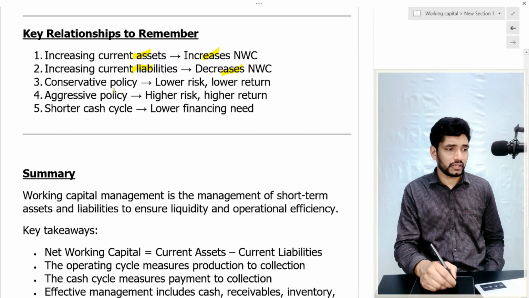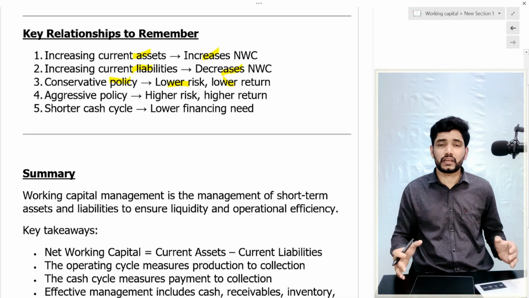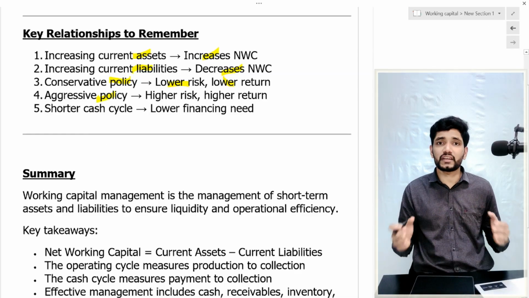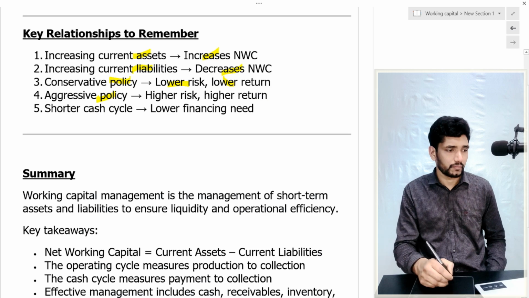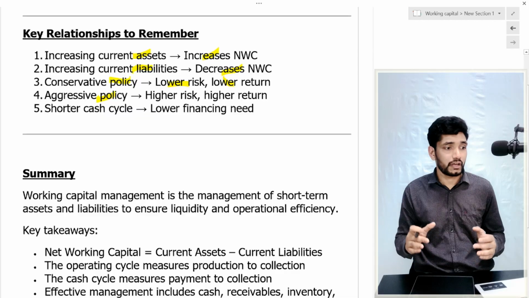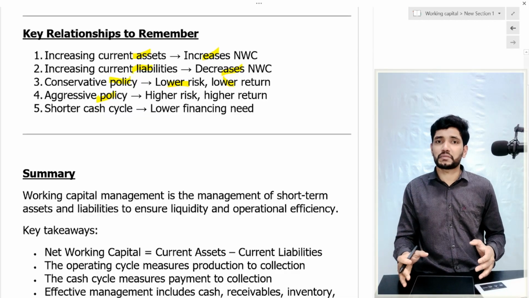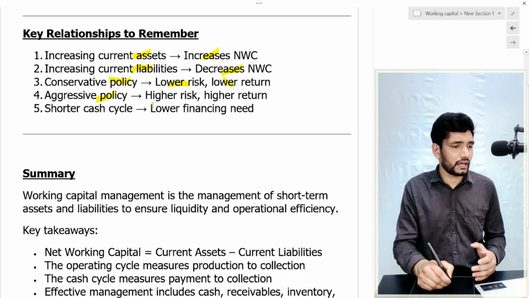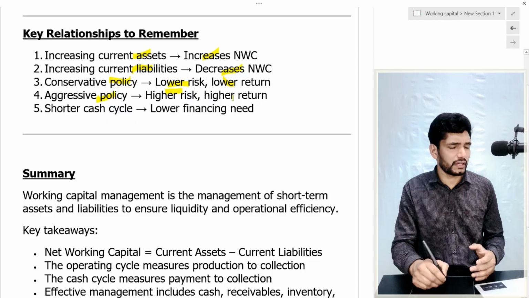Conservative working capital policy means lower risk and low return. That means they are maintaining enough or more than enough working capital in the business. Aggressive working capital policy means higher risk and higher return. That means they maintain very low working capital or very low current assets in the business. So definitely the risk is higher and the return is also higher.